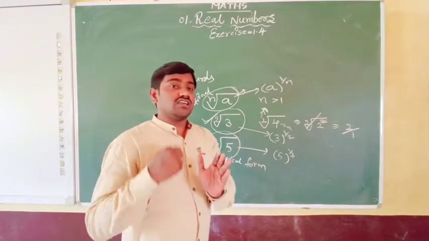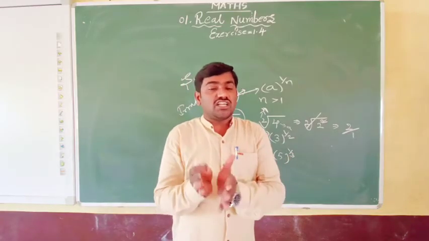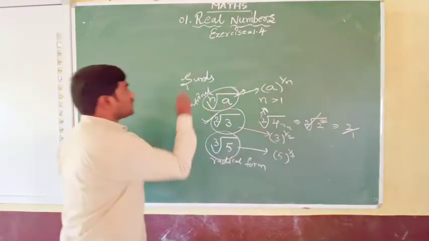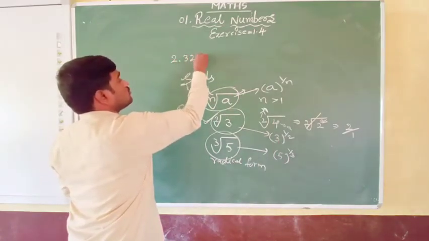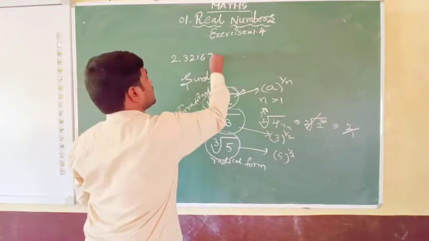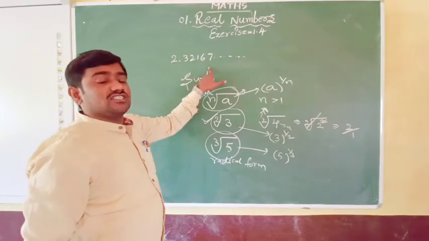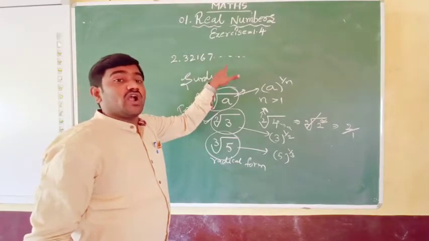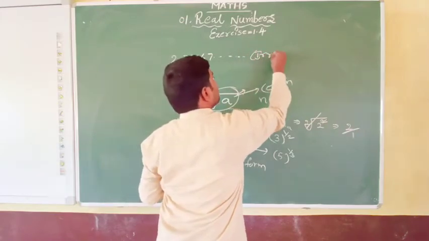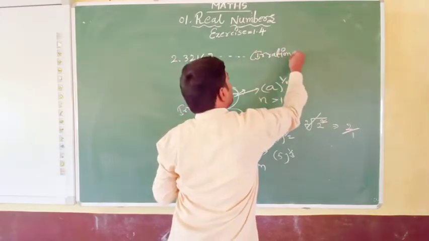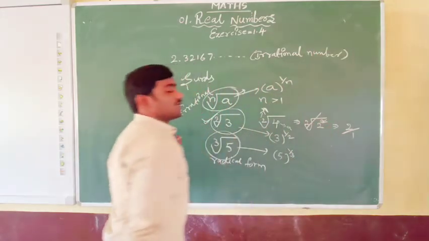So surds are always irrational numbers, but irrational numbers are not always surds. For example, let me give you 2.32167 and so on. This is an irrational number because after the decimal the digits are infinite and they are not repeating also. So this is called an irrational number.